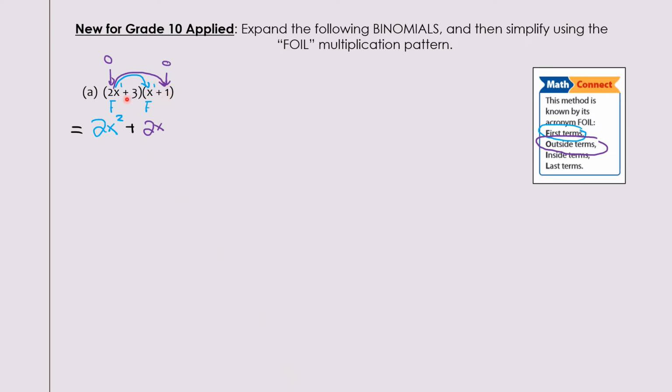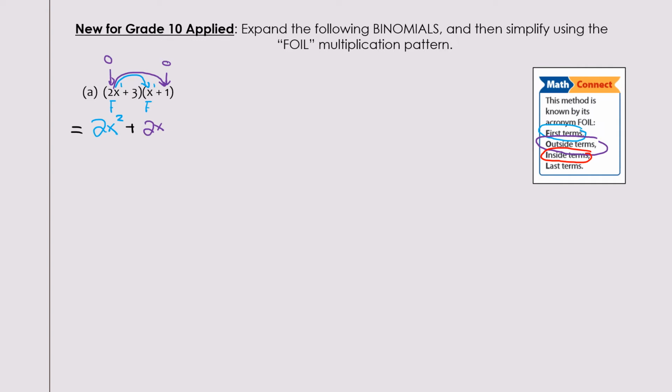Now I just have to do the same thing with the 3. I'm going to take the 3 and multiply it into both. It's going to be multiplied by the x, and then I'm going to take the 3 times the 1. And over here, if we're going to use FOIL, the inside terms, the ones on the inside, that's these two. They're on the inside of the bracket. So I'm going to multiply those two together right now.